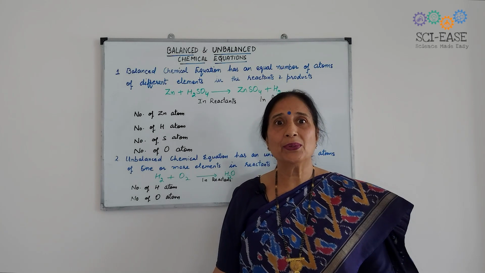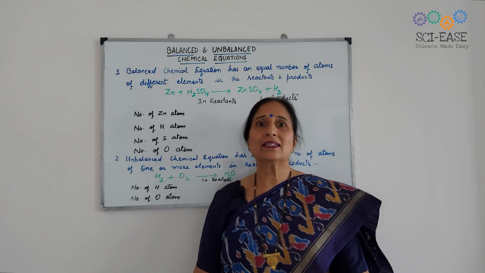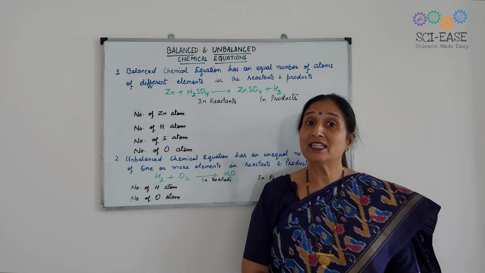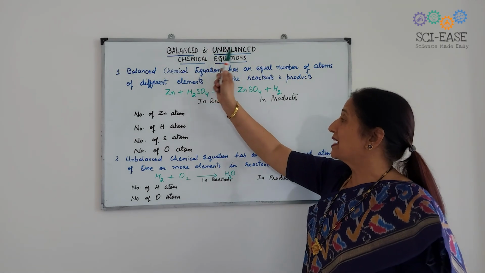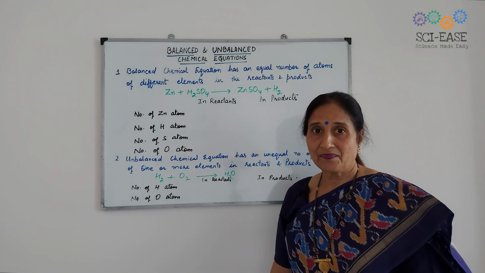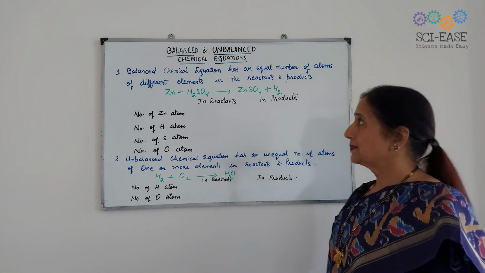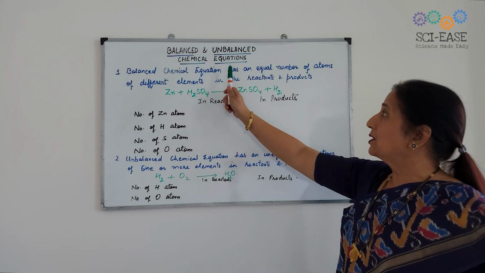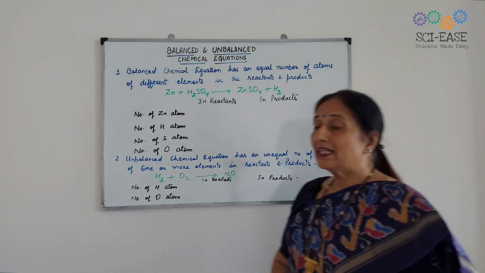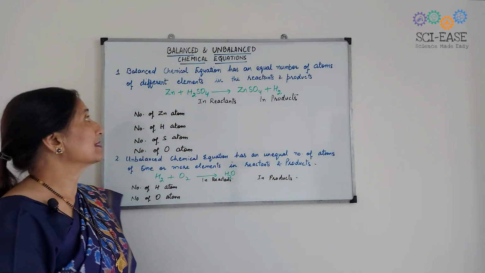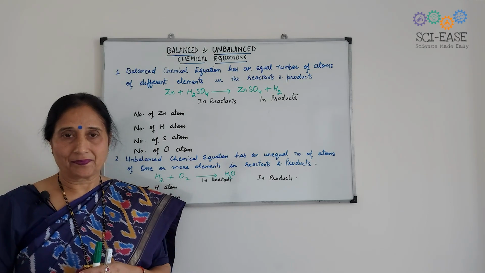In the last video, I told you about the chemical equations. Here in this video, I will tell you about balanced and unbalanced chemical equations. So first is, what are balanced chemical equations? A balanced chemical equation has an equal number of atoms of different elements in the reactants and products.